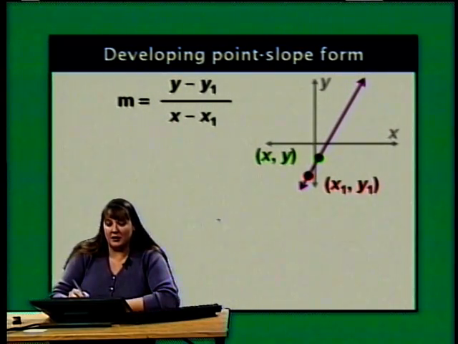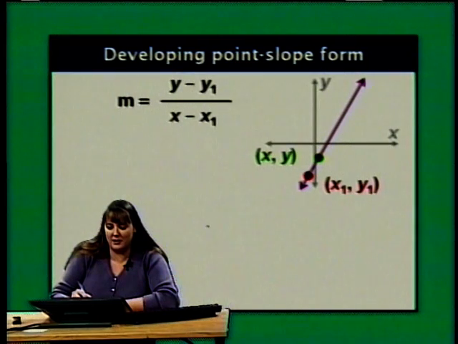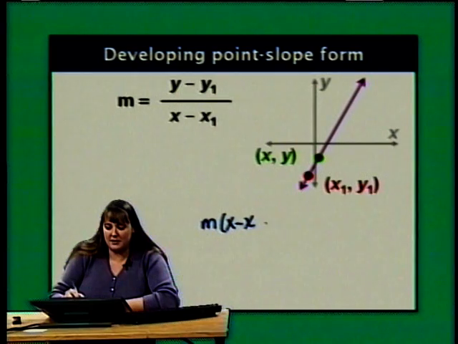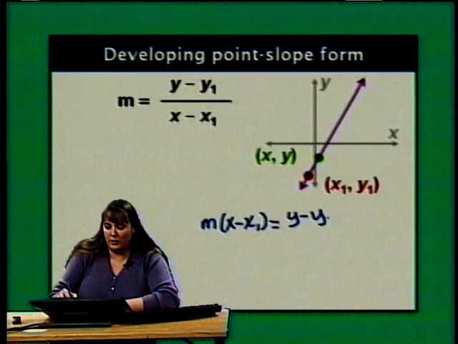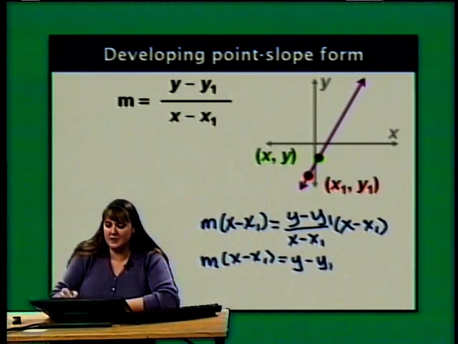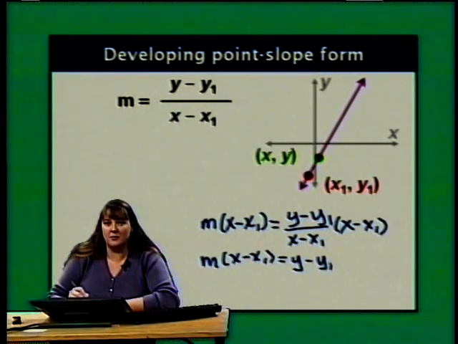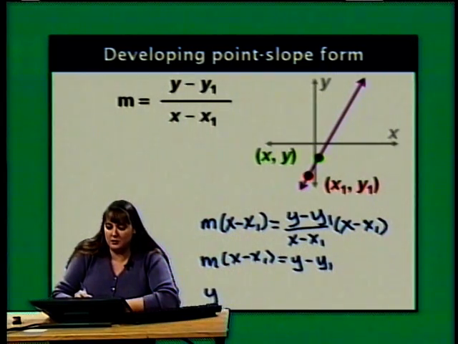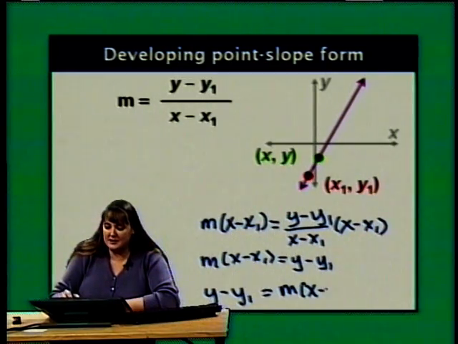Well, let's go back to the formula. If I wanted to clear the fractions from the formula, I would multiply both sides of that formula by the denominator, x minus x sub 1. When I do that, I end up with m times x minus x sub 1 equals y minus y sub 1. This is what we call point-slope form. We usually write it the other way, though. We usually write y minus y sub 1 equals m times x minus x sub 1.